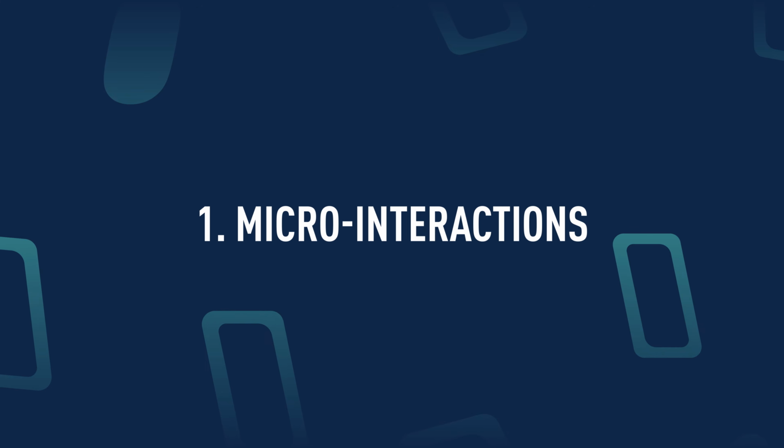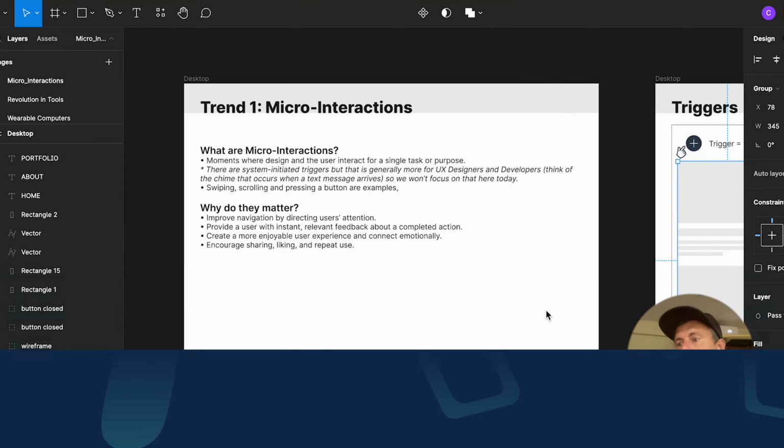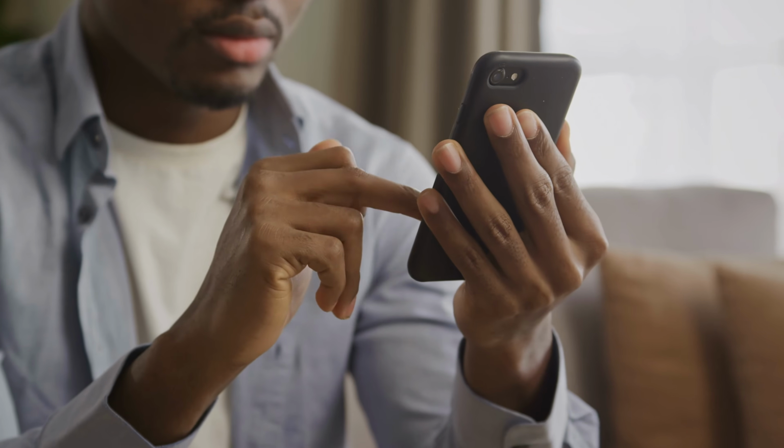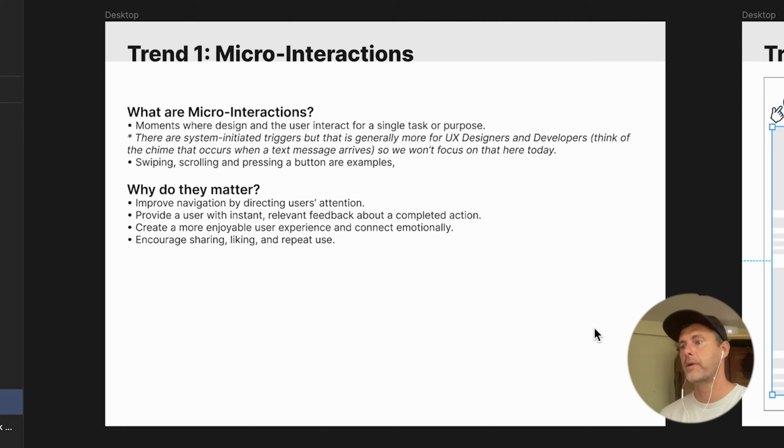So our first trend is going to be micro interactions. What are micro interactions? You're actually more familiar with them than you realize. They're things like swiping or scrolling. A button would be an example as well. So it's when the design and a user interact for a task or a purpose. They improve navigation, they create engagement, and are more likely to be shared or have repeat use by a user.